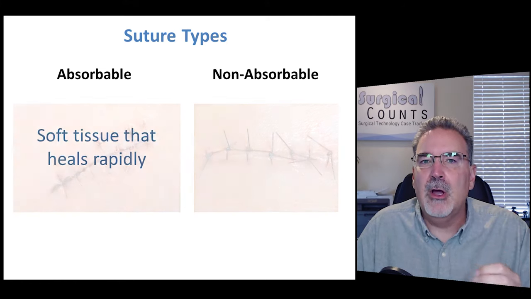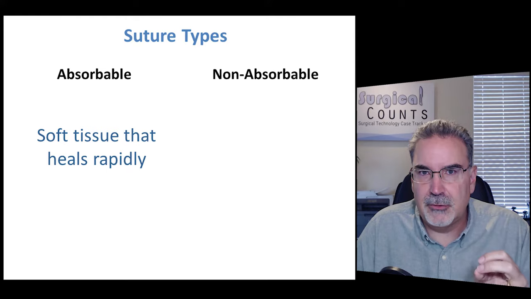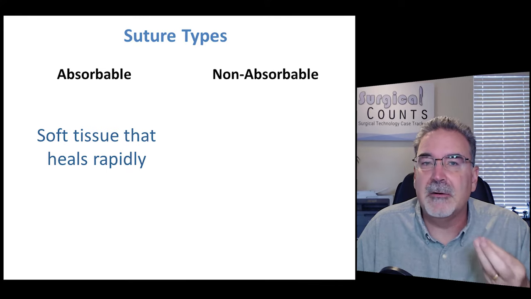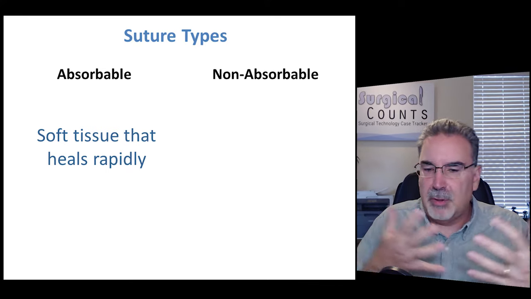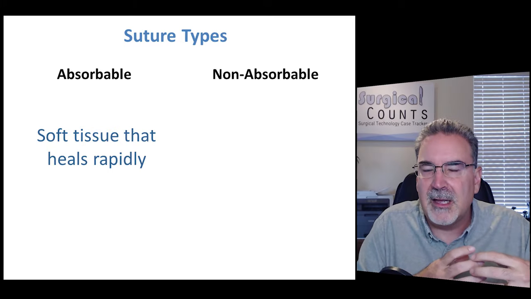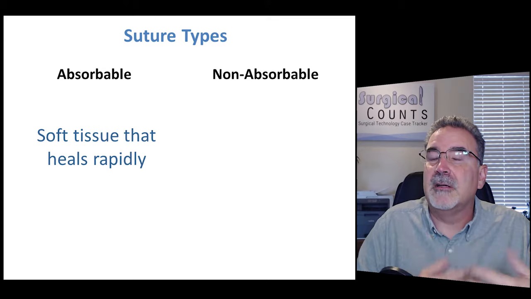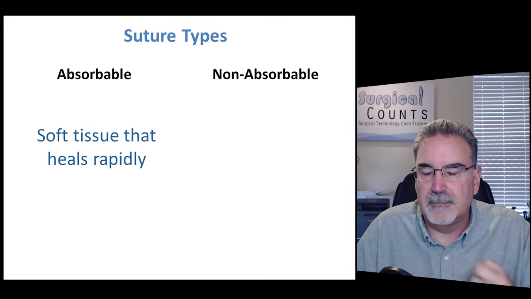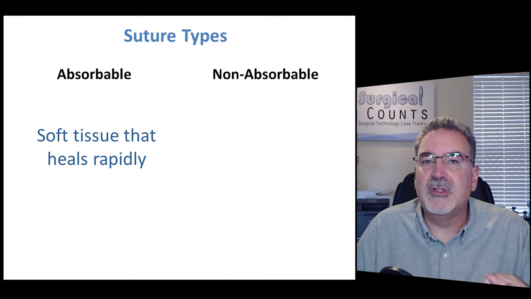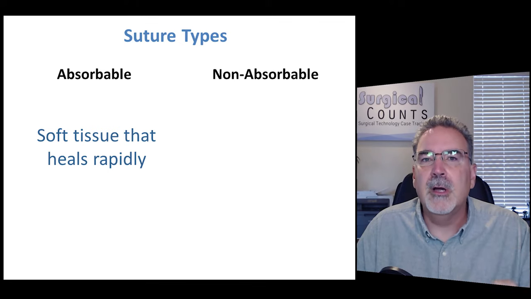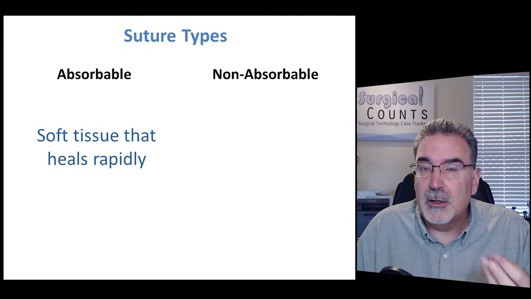Usually this is going to be used on soft tissue that heals rapidly. So very soft tissue that has a lot of blood flow through it. It's going to heal very quickly. The suture doesn't have to hold it together for very long. Those are areas where you're going to use absorbable sutures. But there are some cases where you might use a non-absorbable suture where it would be important to do so because you don't want that suture to absorb or dissolve too quickly.